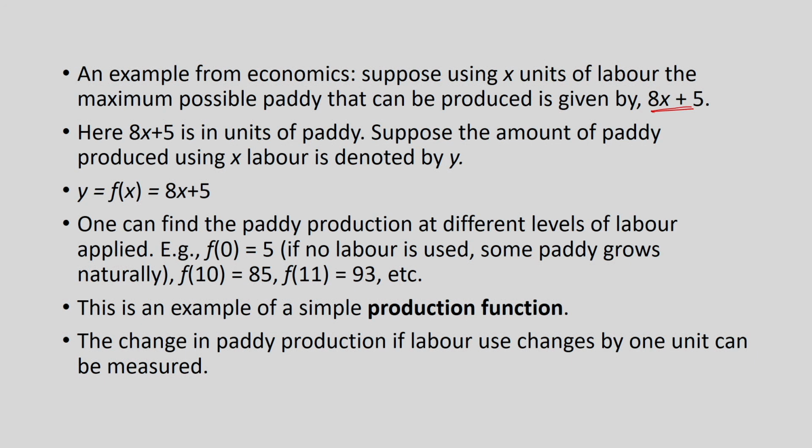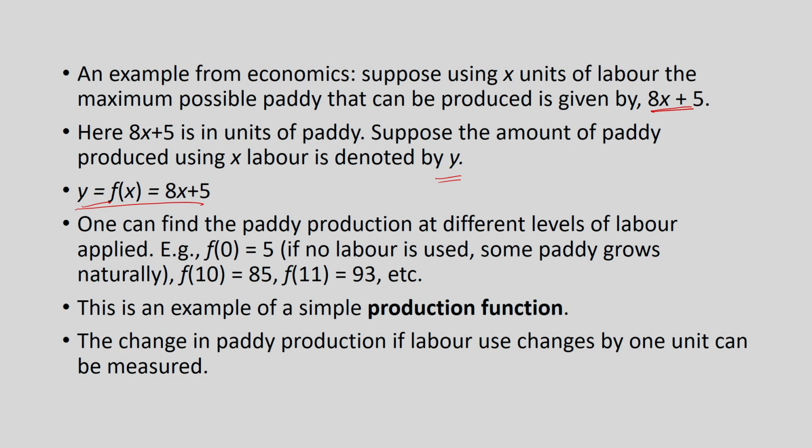Suppose the amount of paddy produced using x labor is denoted by y. Okay. So, we are writing this 8x plus 5 is equal to f of x, a function of x, and suppose that is equal to y. Y is the value of that amount of paddy. So, we have introduced a new variable which is y. Y is a function of x. One can find the paddy production at different levels of labor applied.